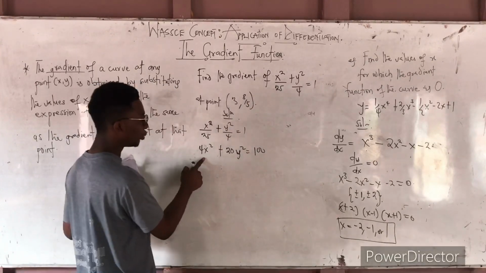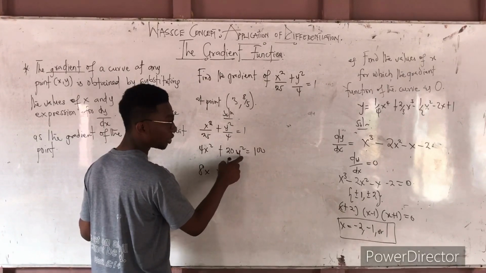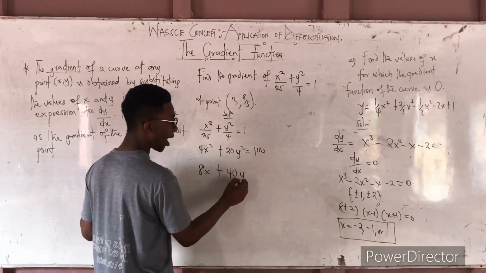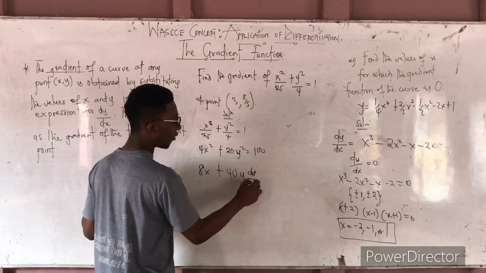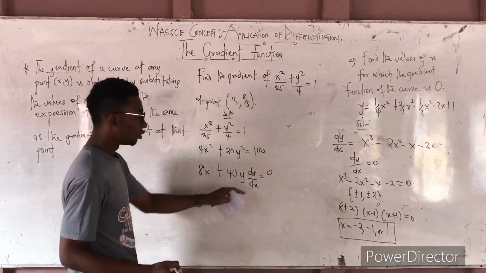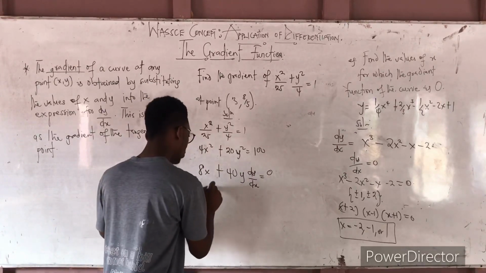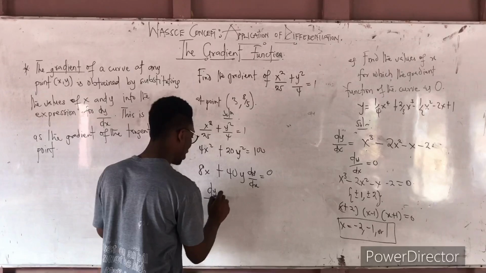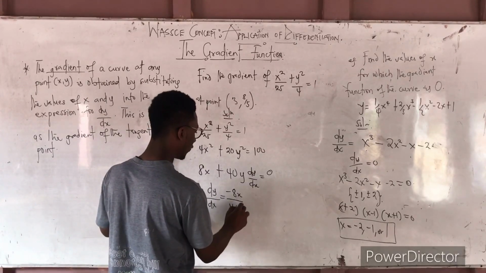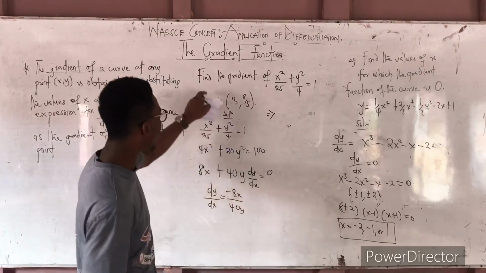So now you differentiate this with respect to x, you get 8x. Plus, when you differentiate this with respect to y, as an implicit function, you get 2 times 20, which is 40y, dy/dx. Equal to... differentiate the constant, you get 0. So here you make dy/dx the subject, and it becomes the gradient of the function. So making dy/dx the subject, you get dy/dx is equal to negative 8x all divided by 40y.